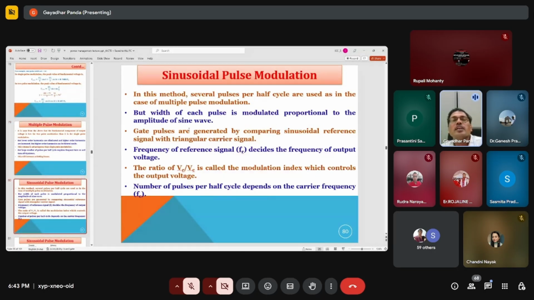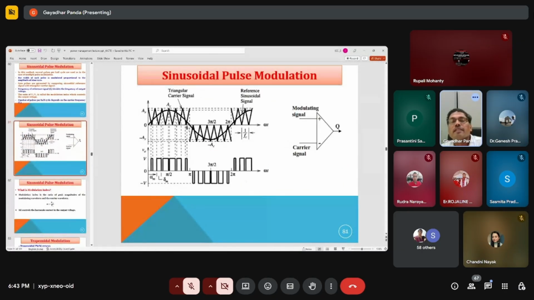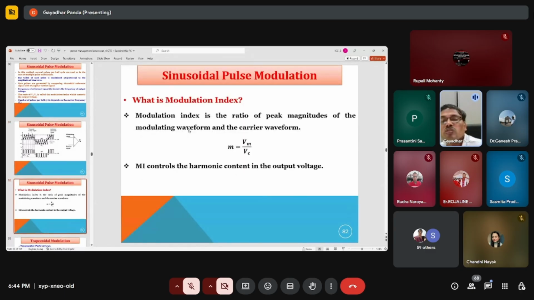Similarly, you can reduce the harmonics further by going for the sinusoidal pulse width modulation. You know how the pulse width is generated by comparing two sources: one is the reference signal, another is the carrier signal. The number of pulses depends on the frequency of the carrier signal. And what is the modulation index? You also know that modulation index is the ratio of the peak magnitude of the modulating waveform, that is the reference waveform, to the carrier waveform. And modulation index controls the harmonic content in the output voltage.